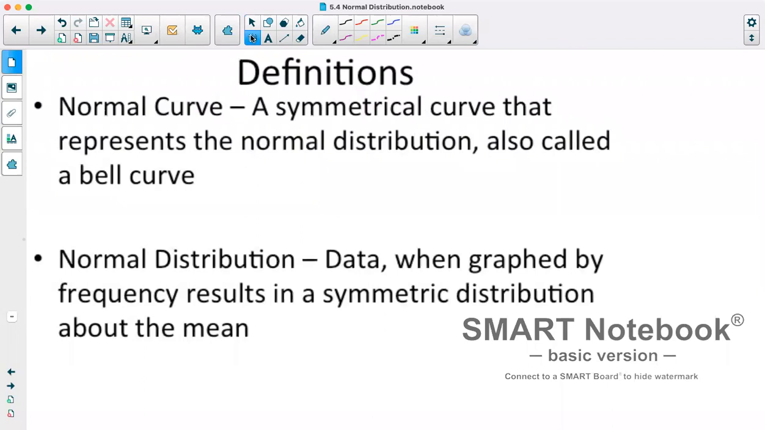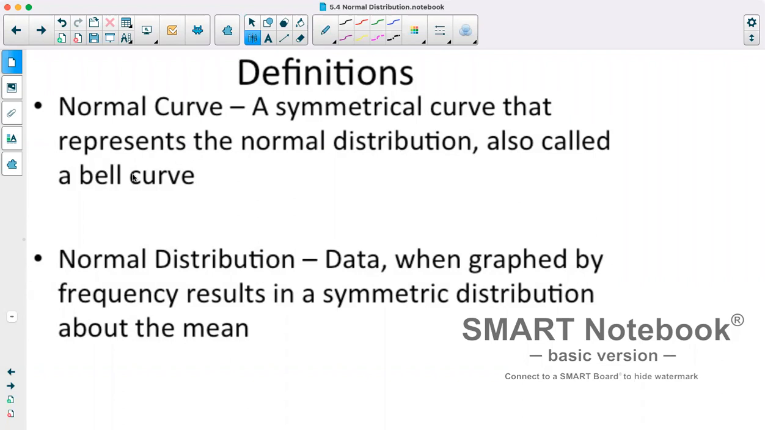So we'll start with some definitions. A normal curve is a symmetrical curve that represents a normal distribution. This is also often referred to as a bell curve. A normal distribution is when we have data that, when graphed by frequency, results in a symmetric distribution about the mean, which creates our normal curve.